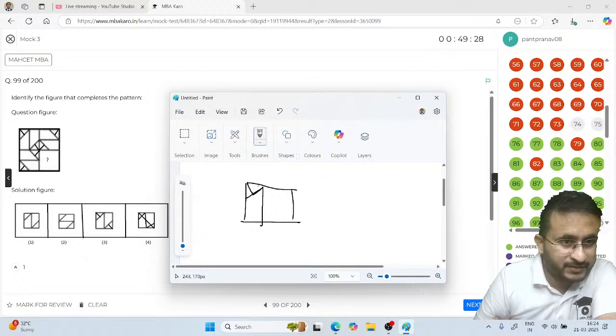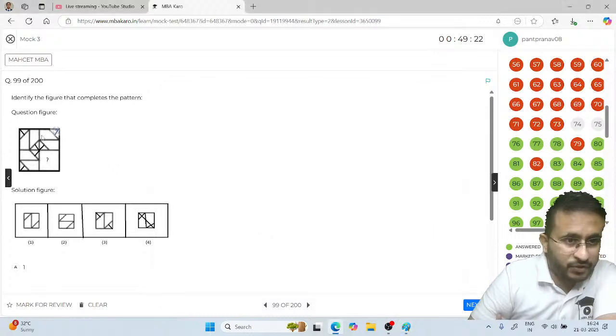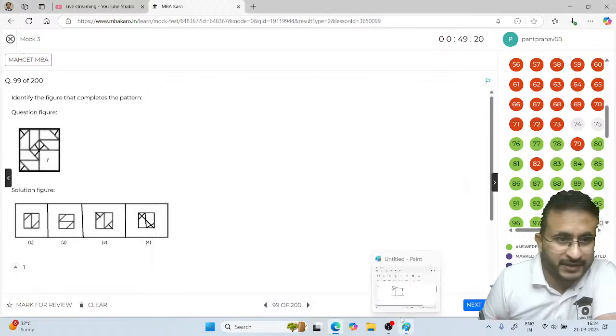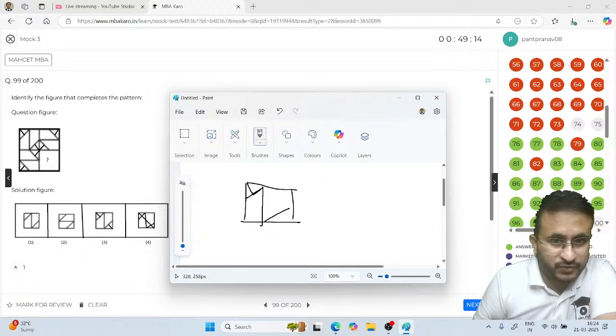And then we have one triangle on the side, corner, corner, corner. So corner we will make a triangle like this after the line, and that triangle will be cut into two parts. So like this, which is an option 3.